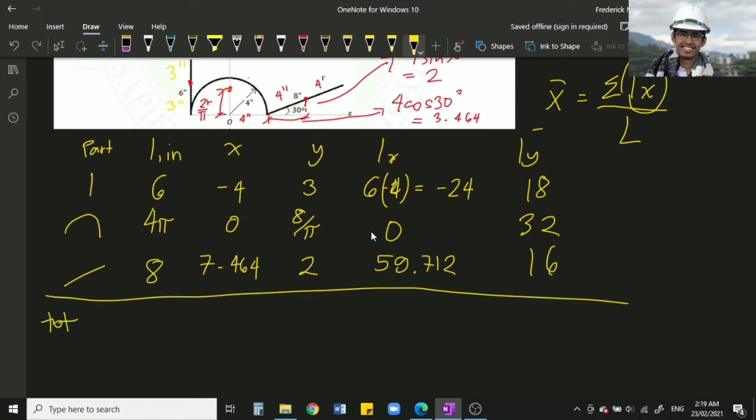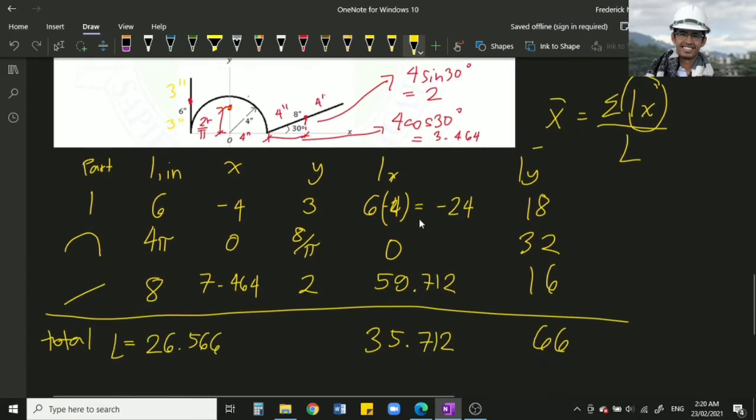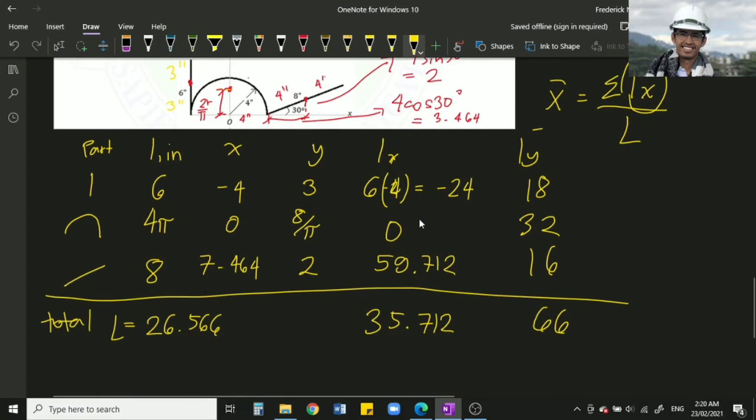Okay, and pwede na nating i-total. So yung total length natin will be equal to L is equal to 26.566 inches. And yung total nung length times x natin will be 35.712. And yung total nung ly natin will be 66. Okay, therefore makukuha na natin yung ating bar x and bar y.